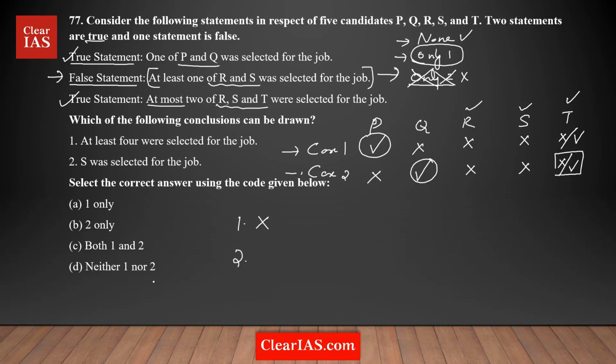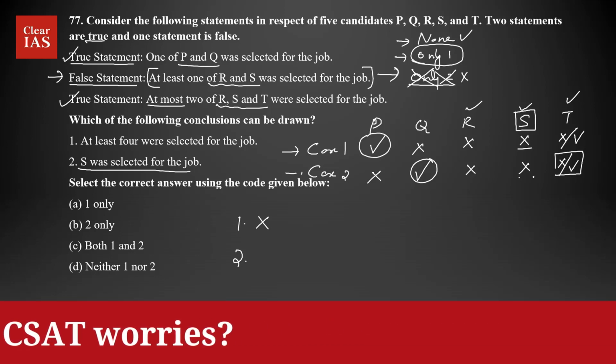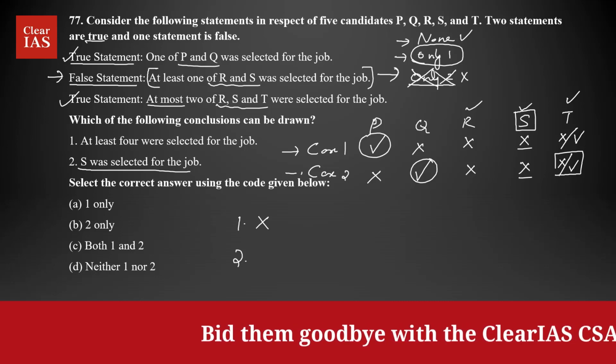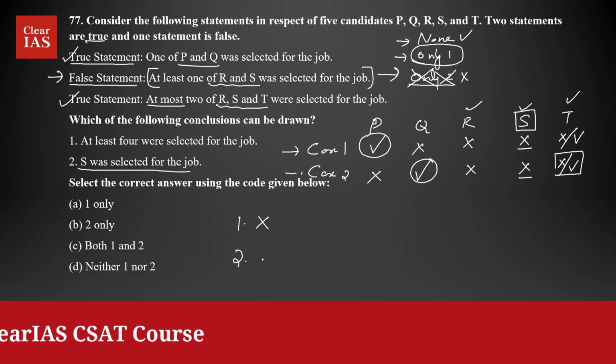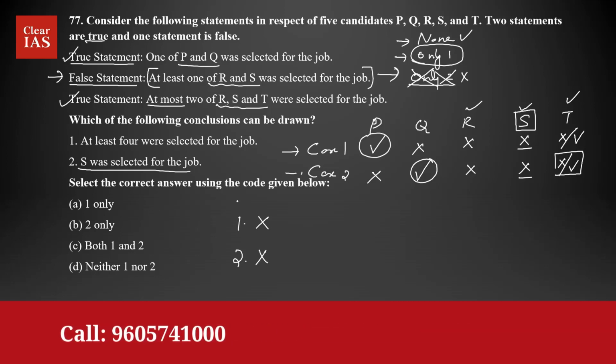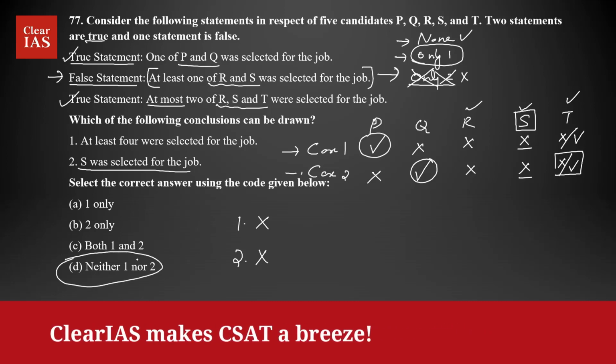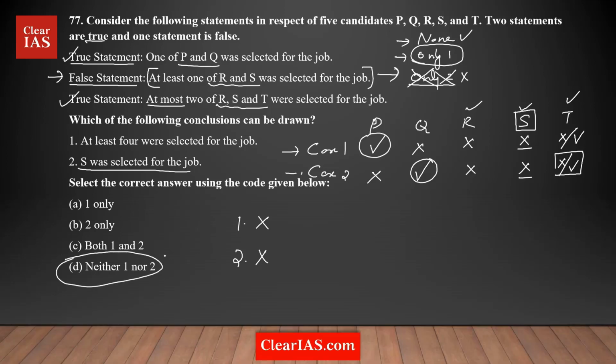What about conclusion 2? Conclusion 2 says that S was selected for the job. That means in all the cases, S must be selected. Okay. So here, if you consider S, we can say that in both cases, S is not selected. So we can conclude that conclusion 2 is also not correct. So based on the analysis, your answer should be option D. That is neither 1 nor 2. That's the right answer for this particular question.